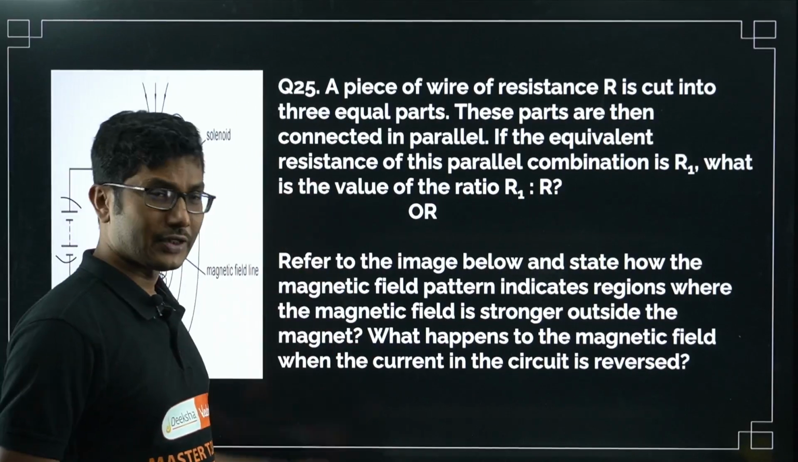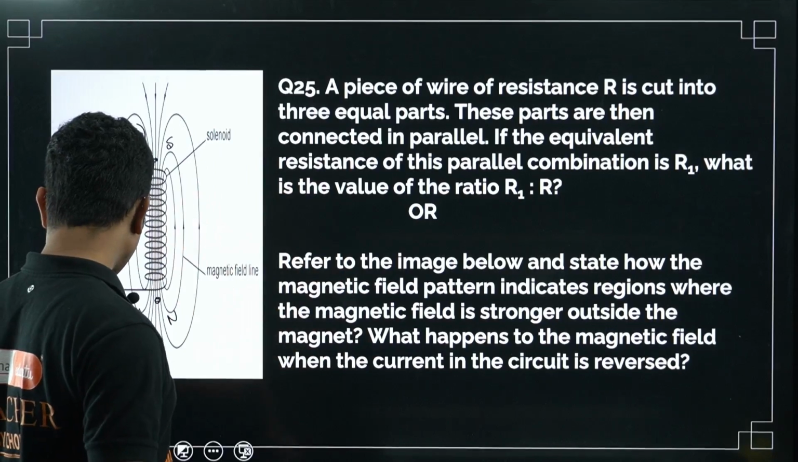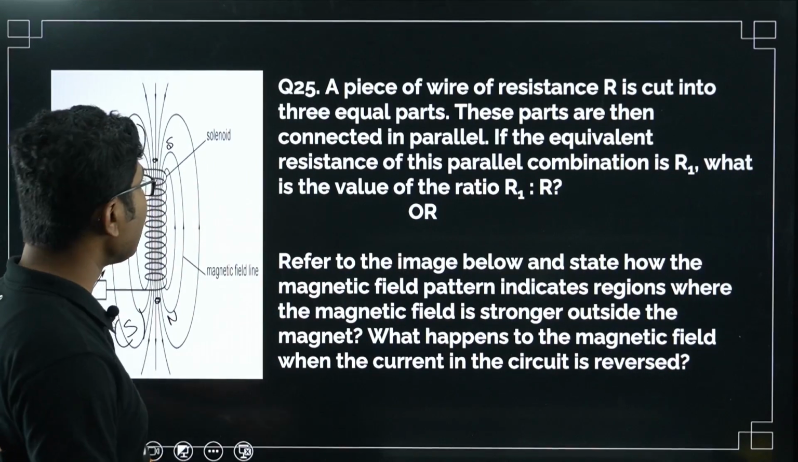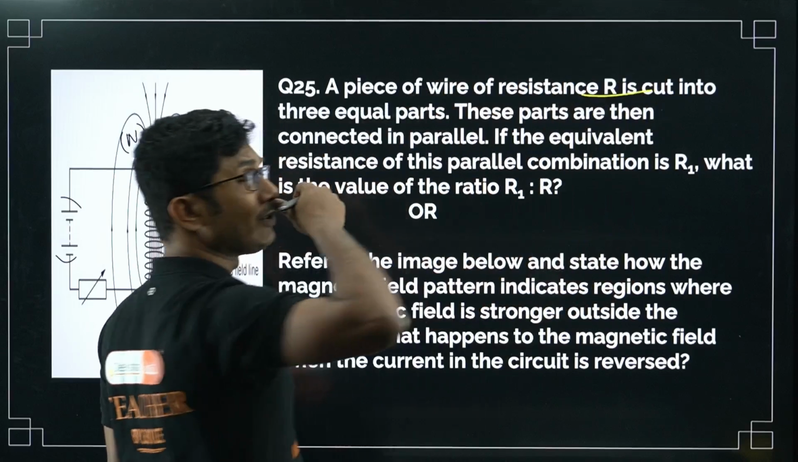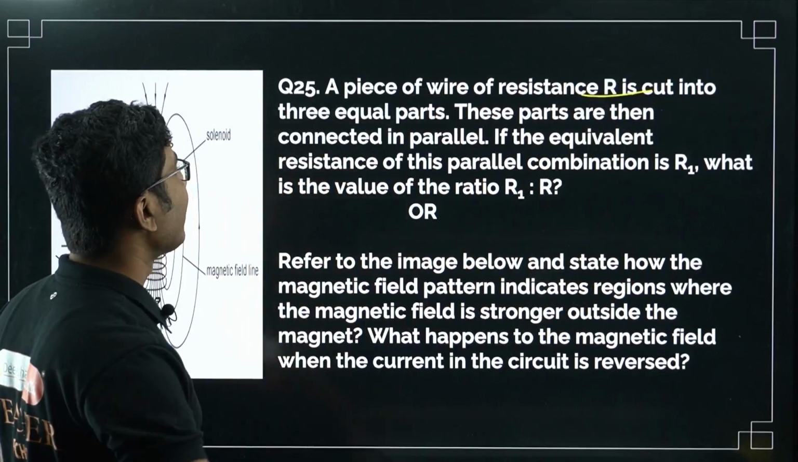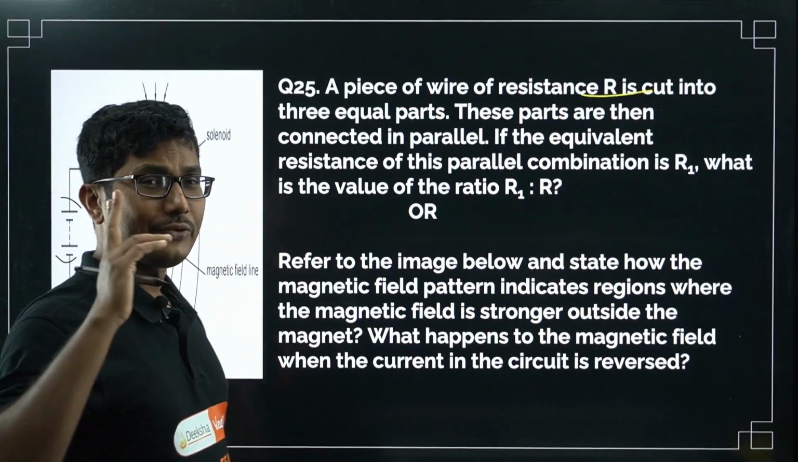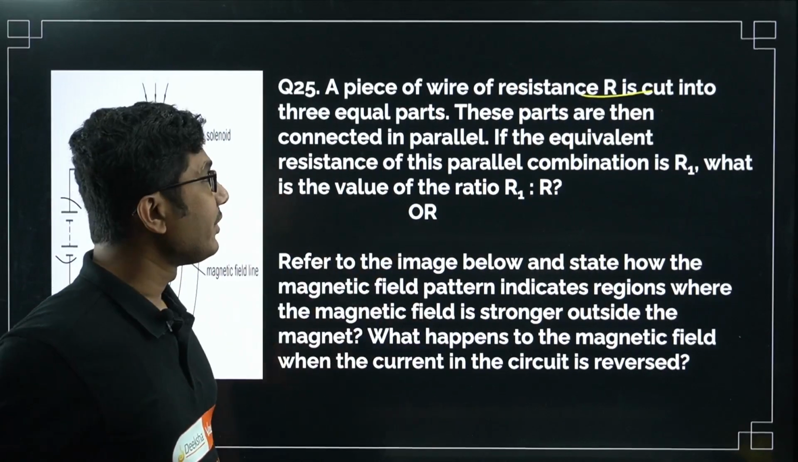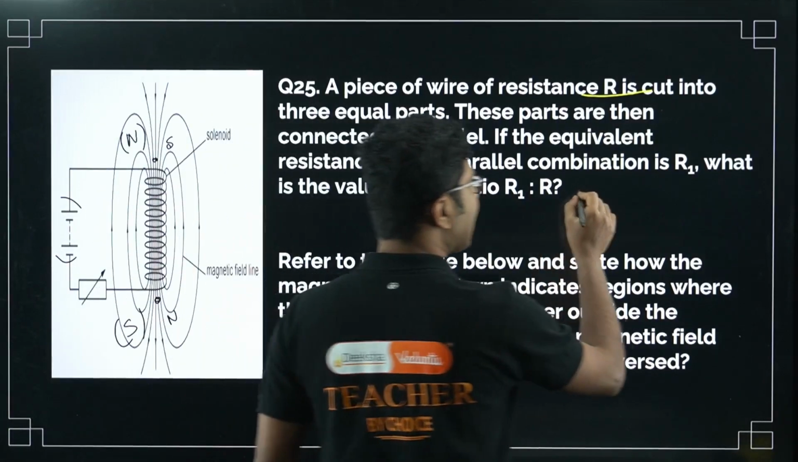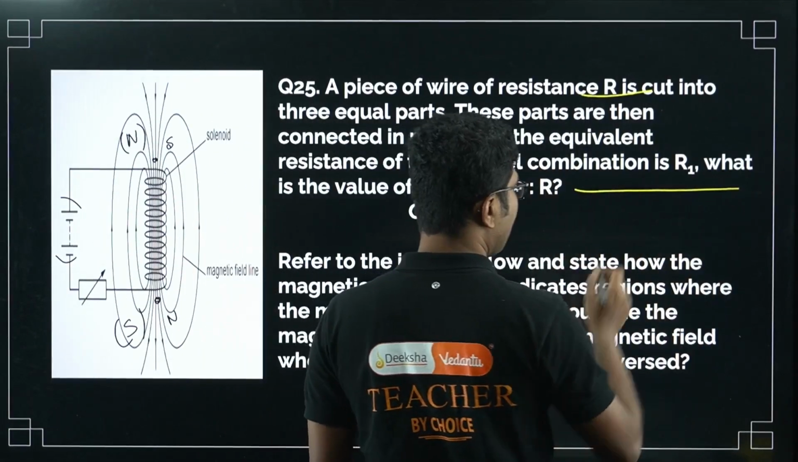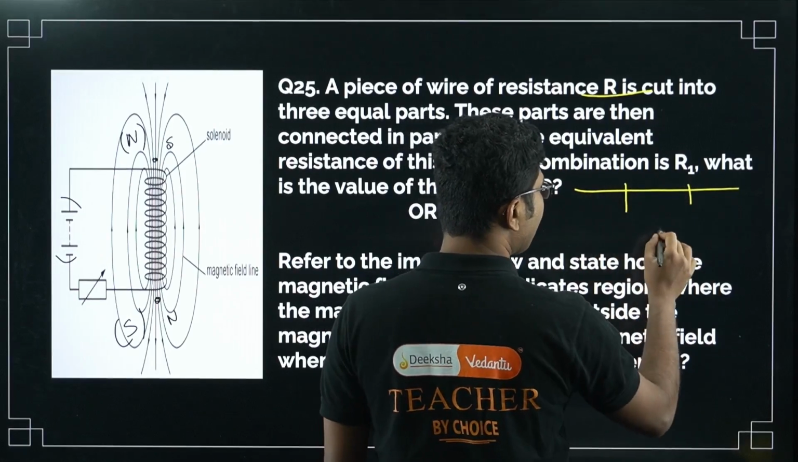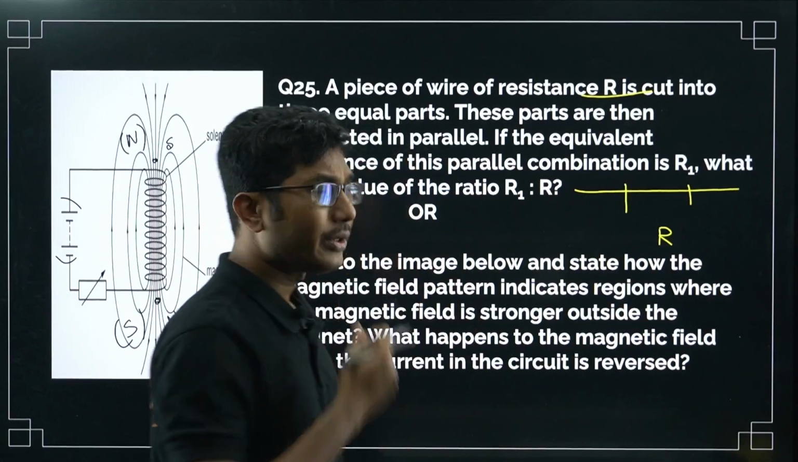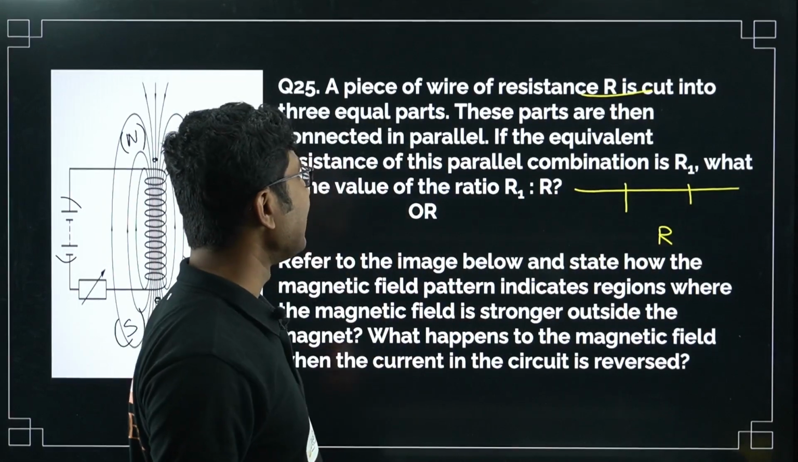Now let's see the first question. This is a mathematical question, easy question, not super difficult. So a piece of wire of resistance R. So resistance of the piece of wire is R, and it is cut into 3 equal parts. So 3 equal parts means, suppose I have a resistance wire, you cut it into 3 equal parts. Total resistance was R, and then connected in parallel.